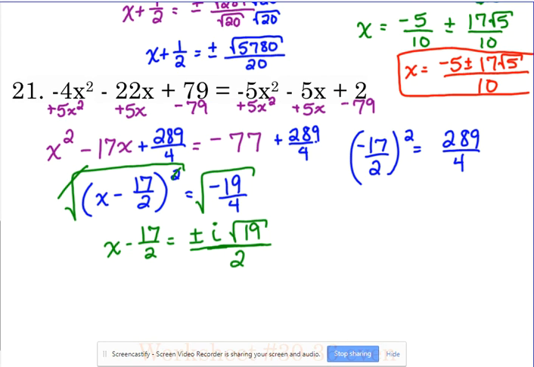So this one's not bad. Okay, I used this one because it had the imaginary part to it. We don't have to do all that simplifying and rationalizing and all that stuff. I just wanted to point out that we can also get imaginary solutions from completing the square.